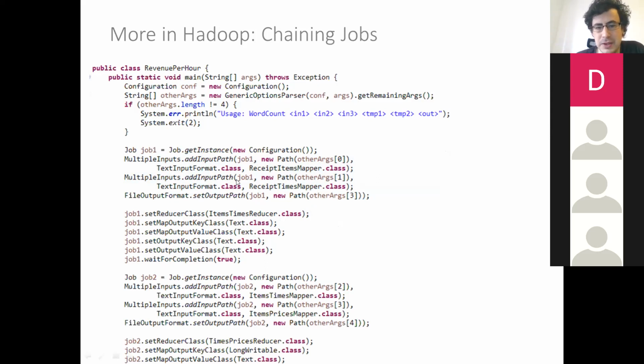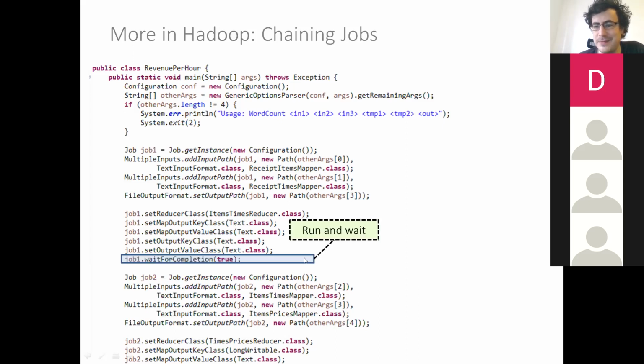What happens if you want to chain multiple jobs? Well, by far the easiest is just that you wait for completion here on job 1. And when it's done, you take the output of the first job and you feed it into the second job and you're done. So essentially what's key here is to make sure that you run and you wait, because if you don't wait, you'll start a second job whose input is not ready because the output of the first job is not done. Right? So this is the easiest way to chain jobs.